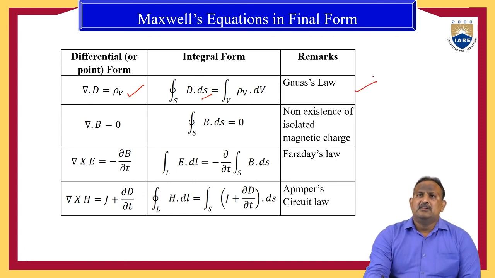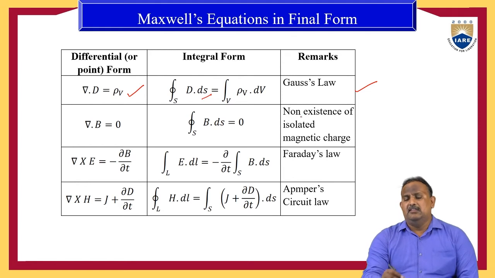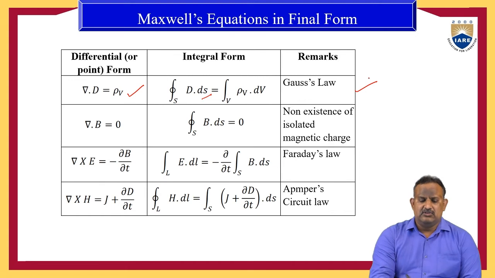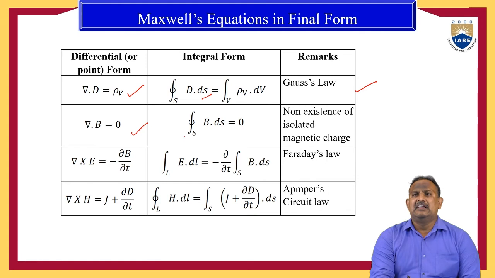According to Gauss law, we can define the total charge enclosed in any closed surface as equal to the net flux through the closed surface. So using that we can define the Gauss law. The second Maxwell equation is del dot B is equal to 0. In integral form, it is the surface integral of B dot dS equal to 0. It means non-existence of isolated magnetic charge.